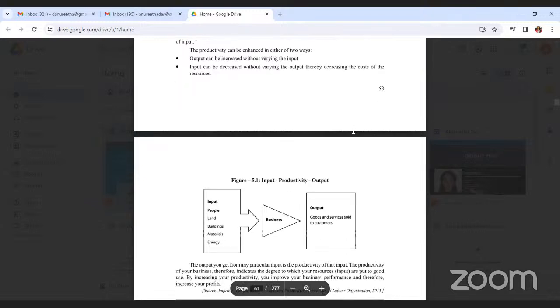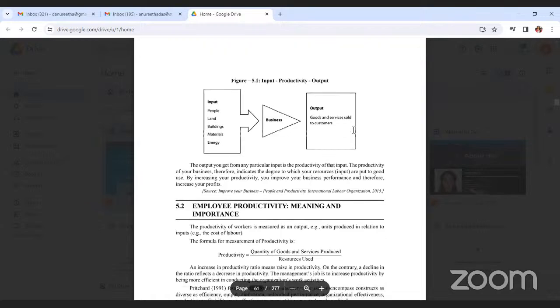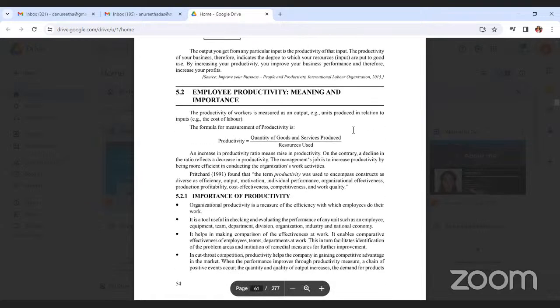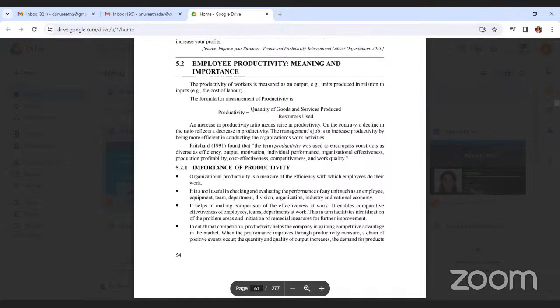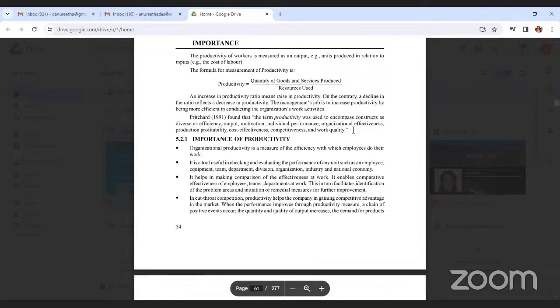So basically, whenever we are getting any work that has to be done, we have to measure what is the outcome of it, what is the output of it, right? So how much of the effort are we doing in order that we are utilizing these resources? So employee productivity means quantity of goods and services which are produced and the resources which are put in.